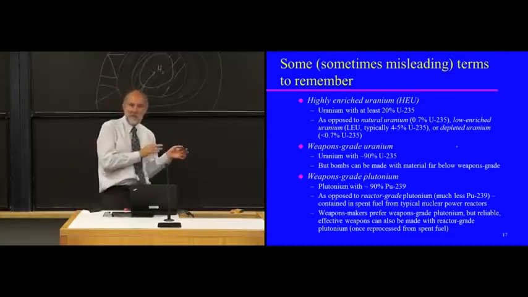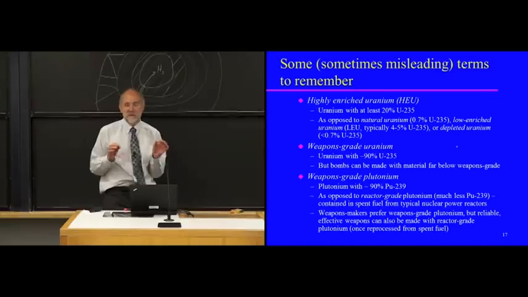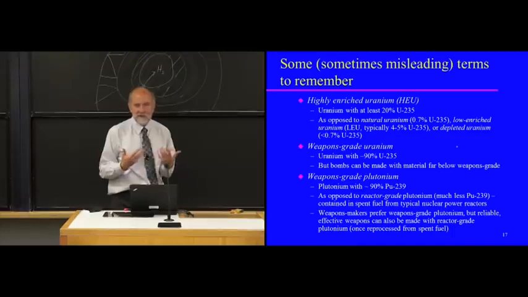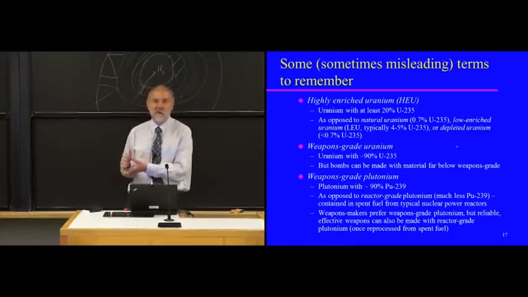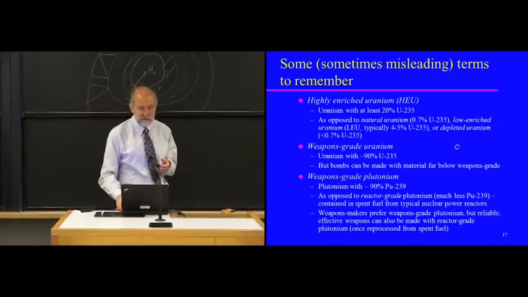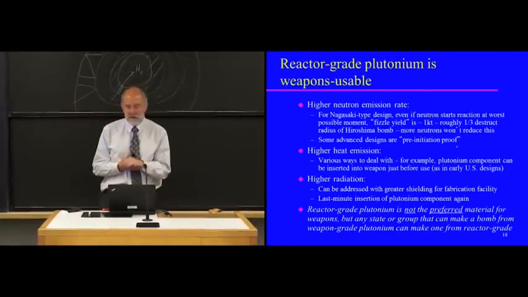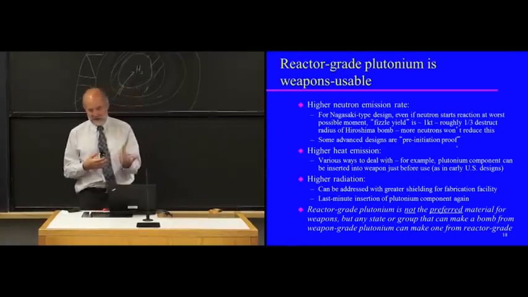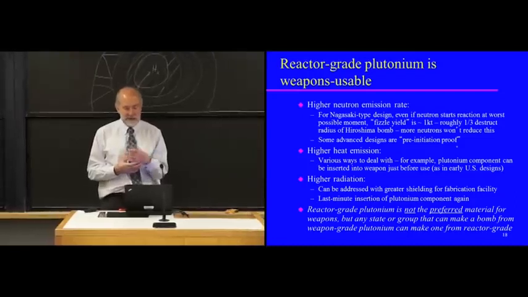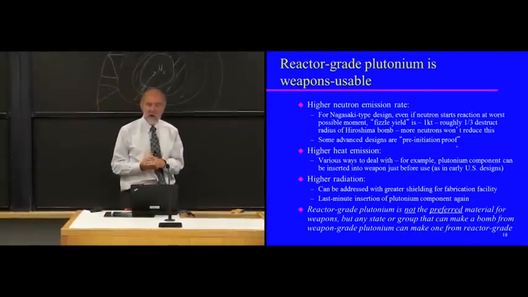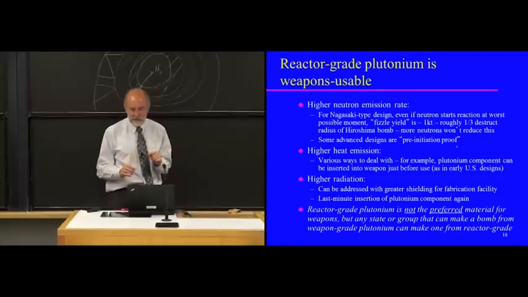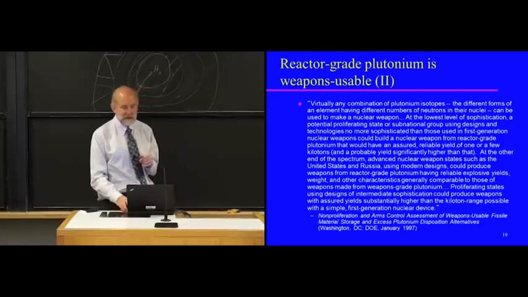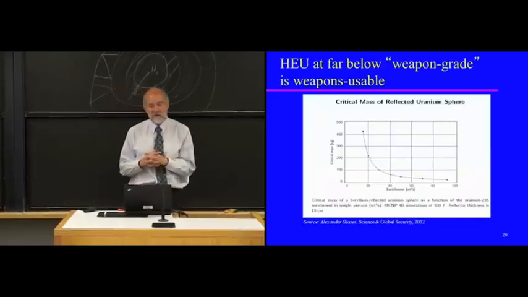But just as with the uranium, it is possible to make reliable, effective nuclear weapons from reactor-grade plutonium once that plutonium has been separated out from the spent fuel by this process known as reprocessing. So this is just more on the point that you can make bombs with reactor-grade plutonium. It has a higher neutron emission rate, it has higher heat emission, has higher radiation. All of those can be addressed by bomb designers. And this is just a long disquisition on that topic, officially from the US government.